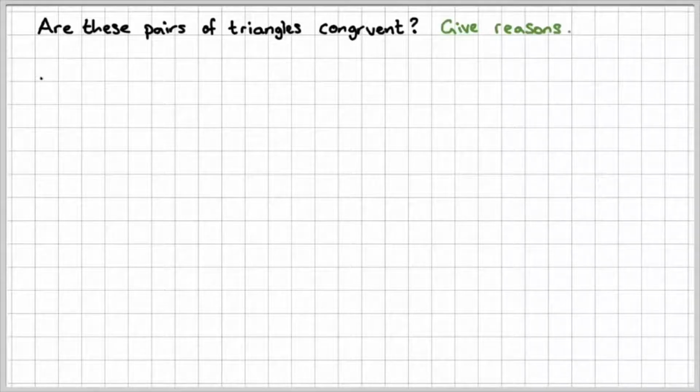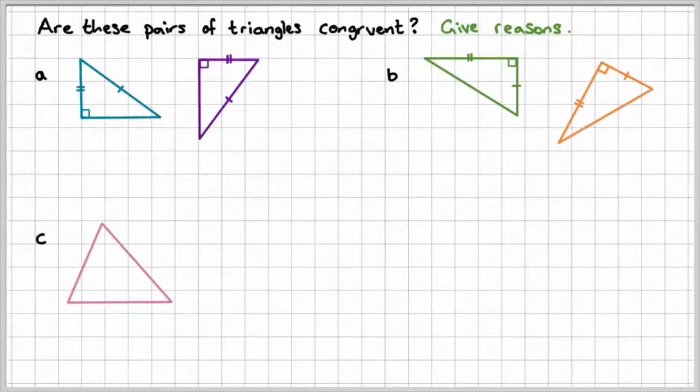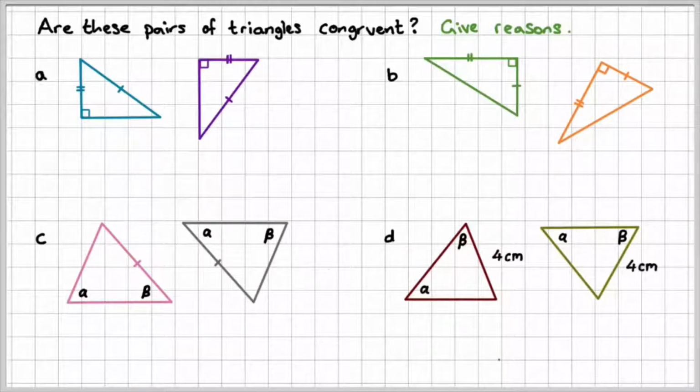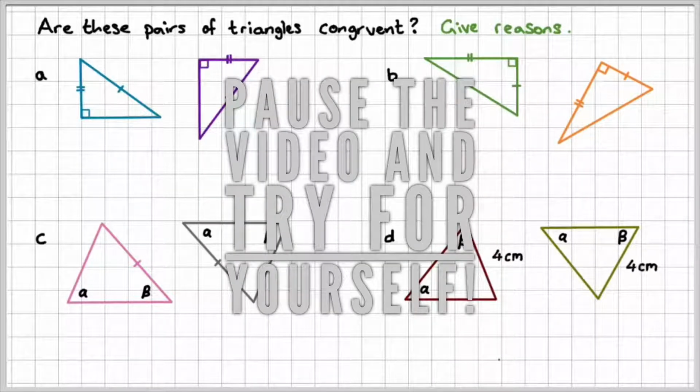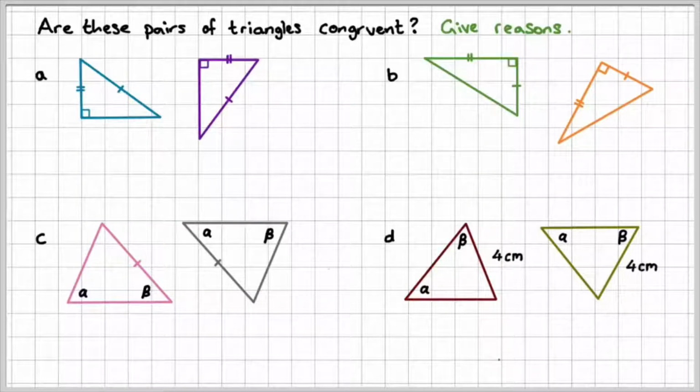So let's look at a question. Are these pairs of triangles congruent? Give reasons why. So we have A, B, C and D. You've got 4 questions to answer. I would suggest pausing the video here and attempting to solve these yourself. Look back at the previous slide where I indicated the rules, or refer to your copybook where you copied them down. So have a go on your own. Make sure you give reasons as to why each pair is congruent or not.